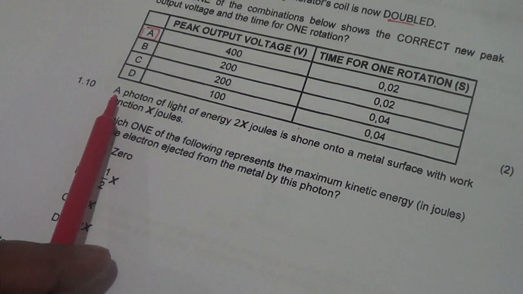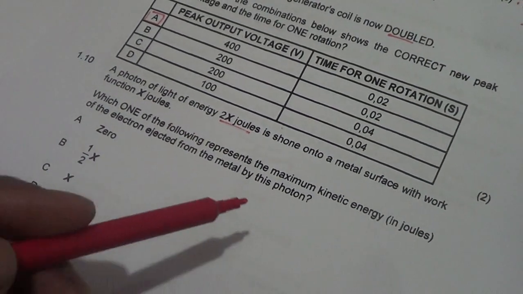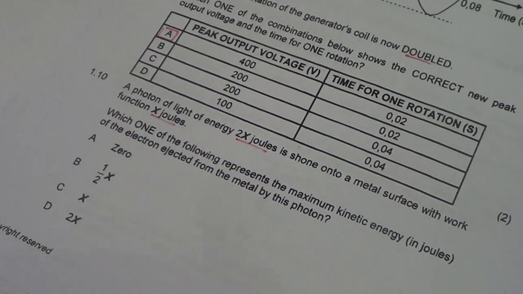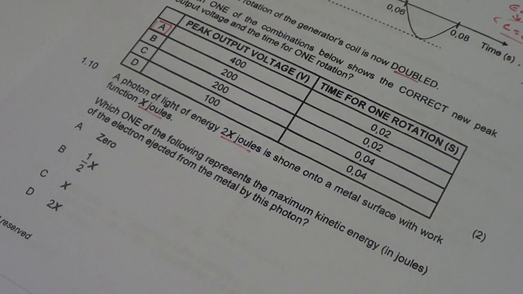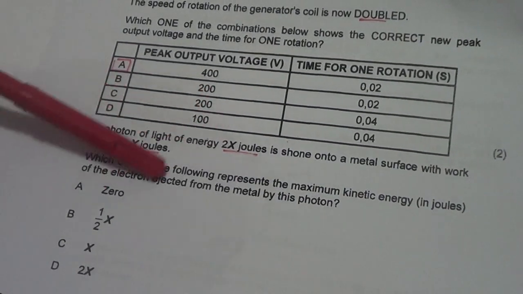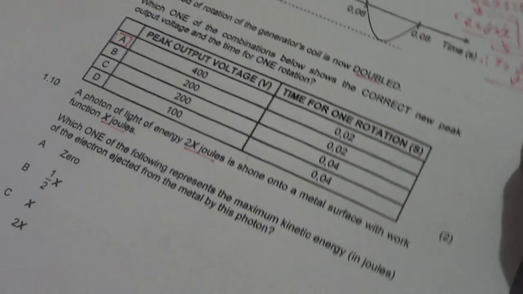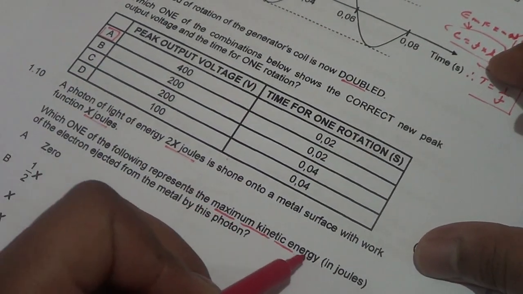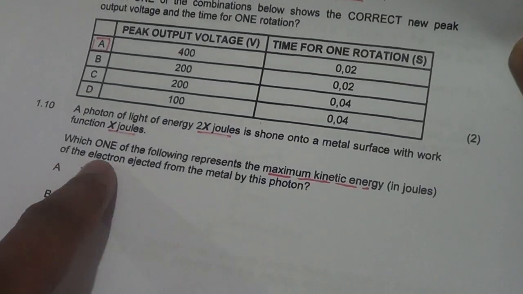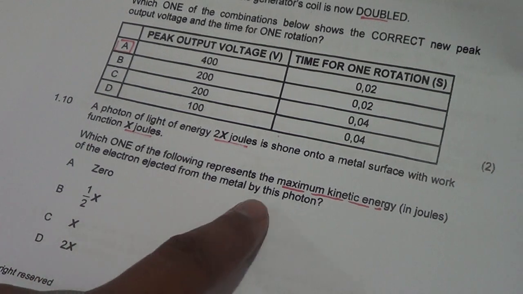Now, 1.10 says, a photon of light energy, 2 times x joules, okay, is shone onto a metal surface with work function of x joules. All right. So we can see here that the incident light gives photon energy of twice the work function of that metal surface. Great. It says now, which one of the following represents the maximum kinetic energy, in joules, of the photoelectron, because an electron that is ejected is called a photoelectron, of the photoelectron ejected from the metal by this photon.